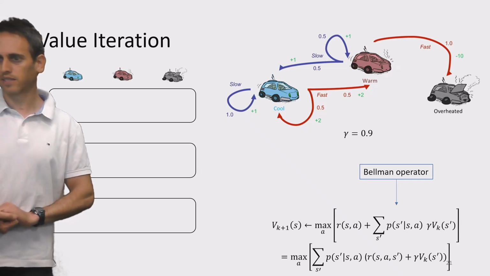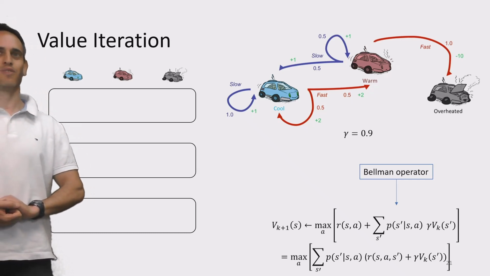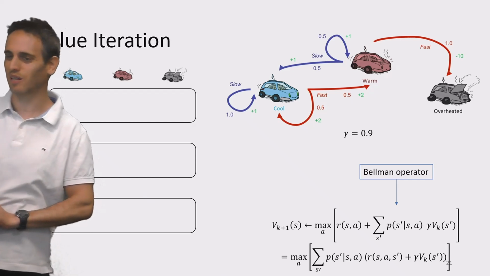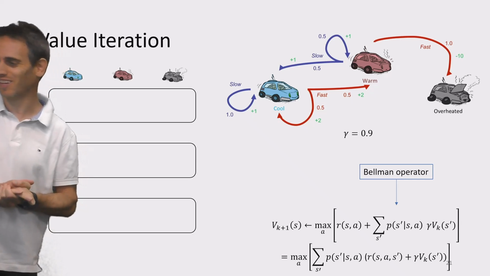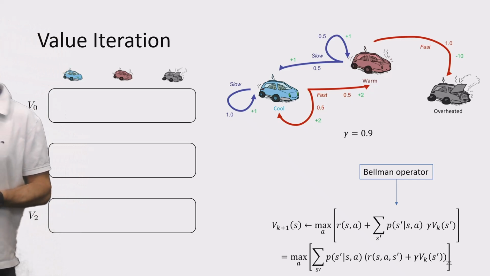Okay, so let's now try to compute the state values in our toy example. So now we should be able to be successful in doing so, right? Hopefully we took care of everything at this point.